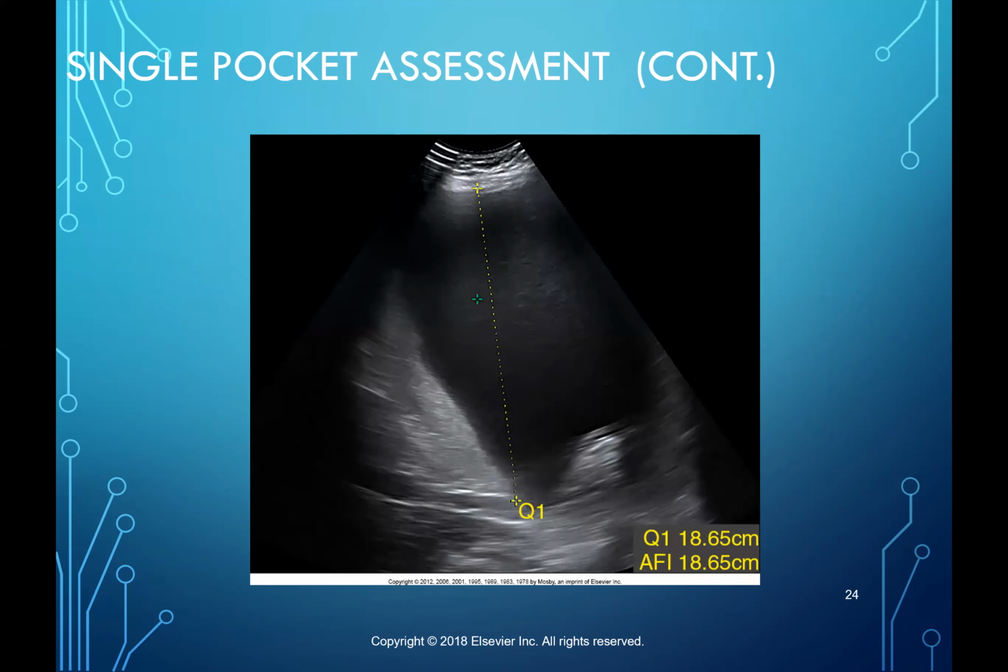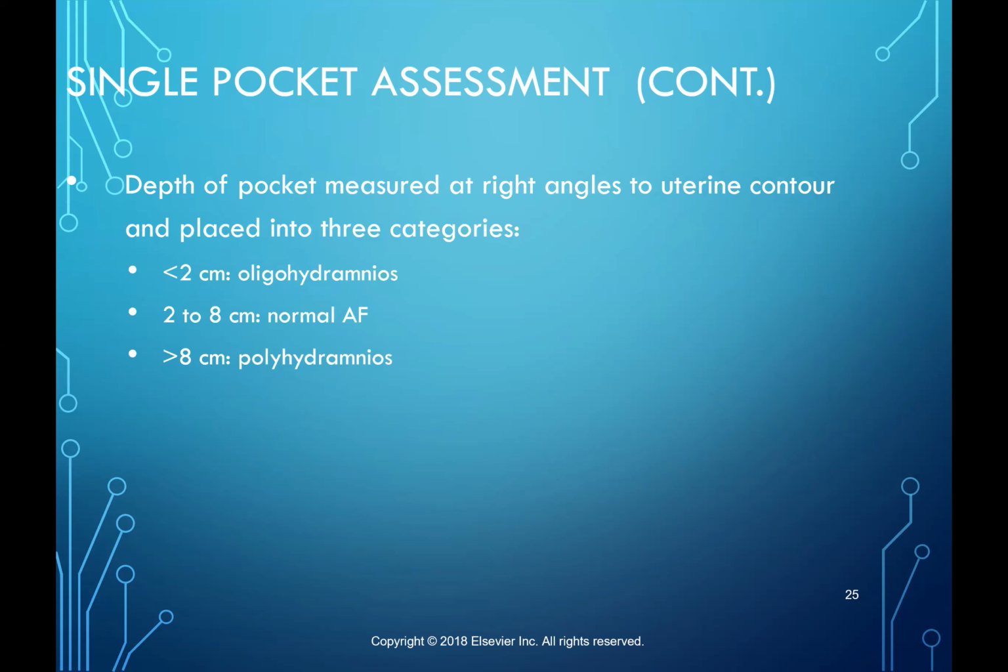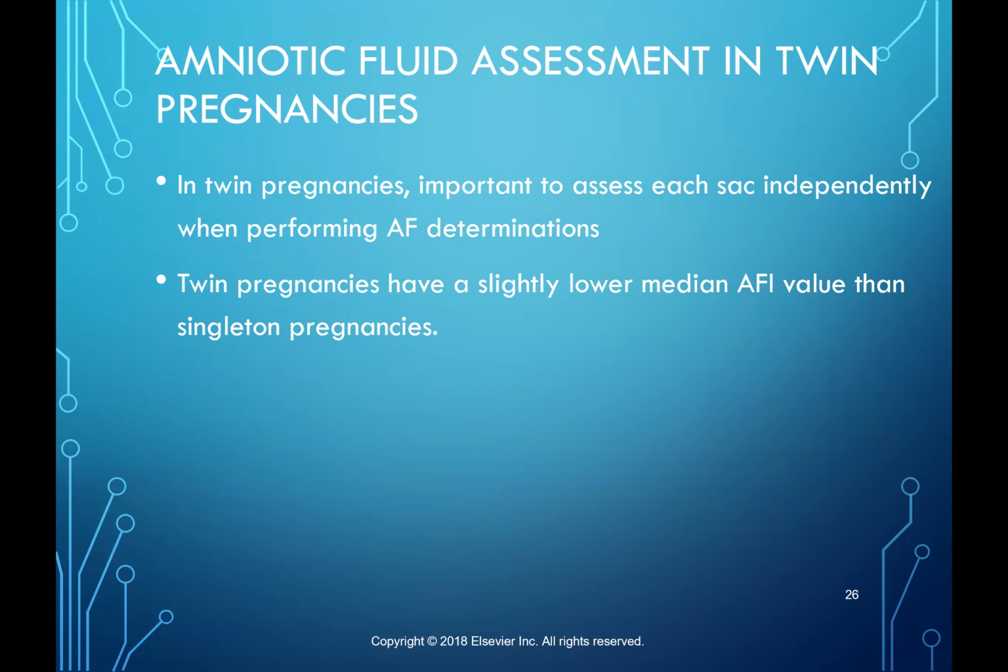So this is a huge single pocket assessment. So this mom has severe polyhydramnios because 1 quadrant of fluid has 18 centimeters. The depth of the pocket is measured at right angles to the uterine contour and is placed in 3 categories. So this is what I want you to know. Less than 2 centimeters is oligo. 2 to 8 is normal amniotic fluid. Greater than 8 is polyhydramnios. The other time we use single pocket assessments is always on twins, which we'll talk about a little bit later. Right now, we'll talk about it.